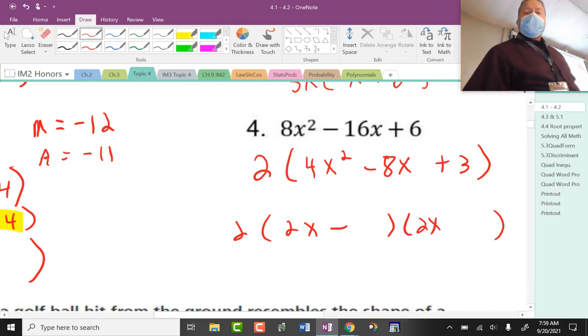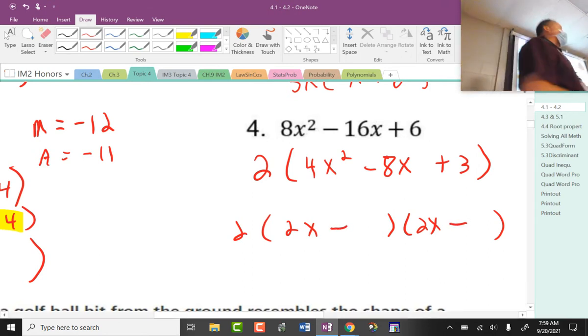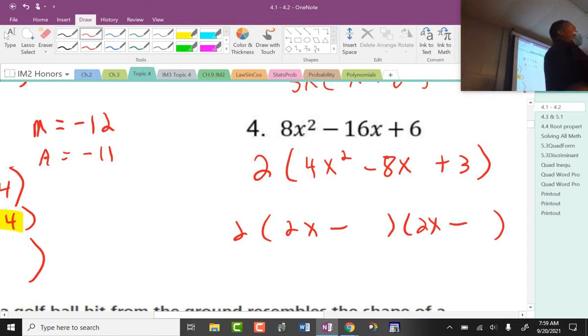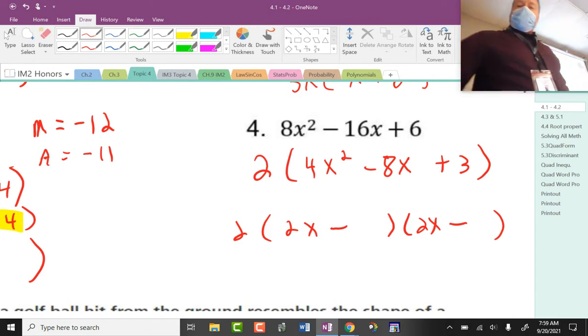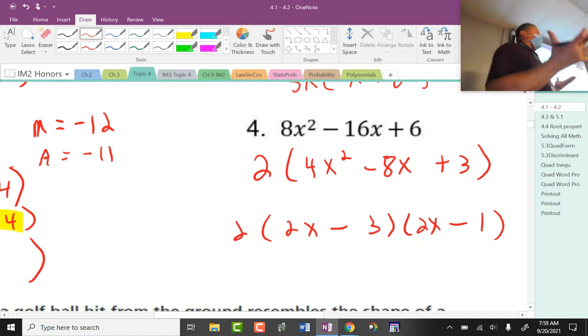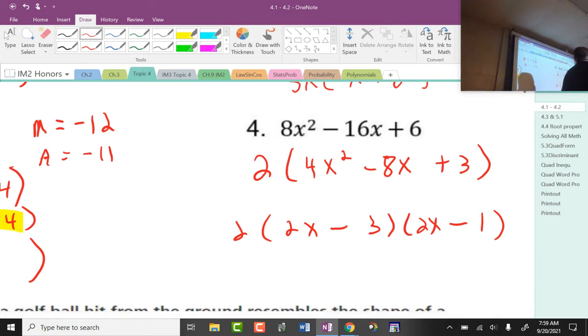Well, actually, let me rephrase that. The last term is positive, so it must be a negative times a negative. That's the only thing that really matters. And of course, a negative middle term because of that situation going on there. And then the only thing I have for 3 is 3 and 1. And then I just check, does this work? And the answer is yes, it does. 2x times 2x is 4x squared. Negative 2x and negative 6x in the middle make a negative 8x.